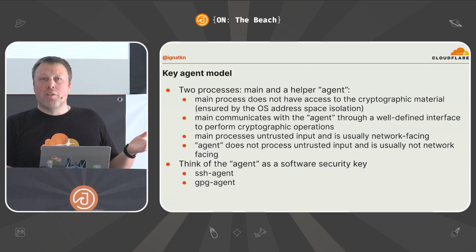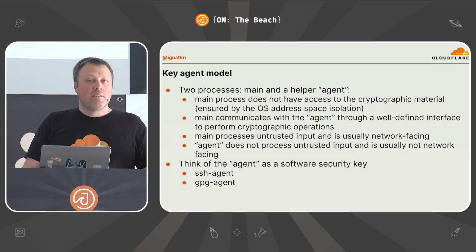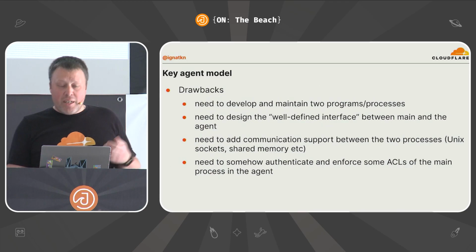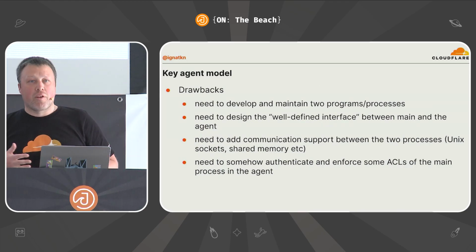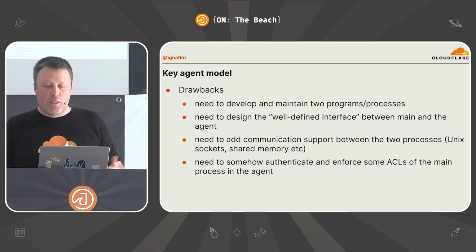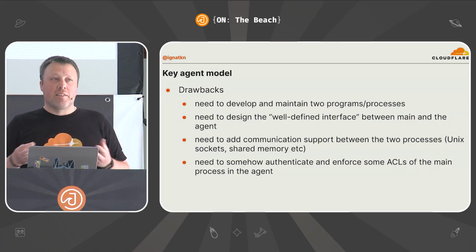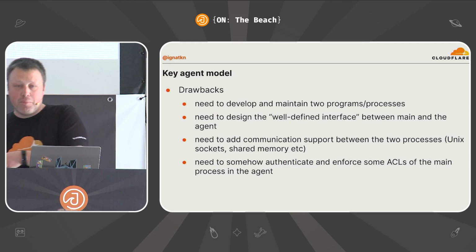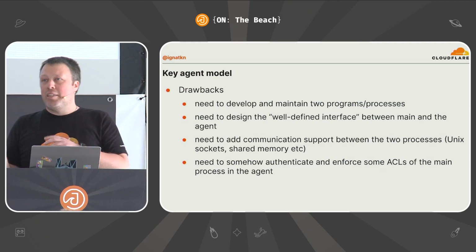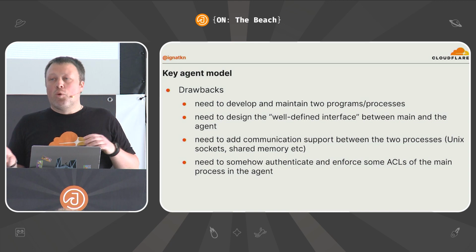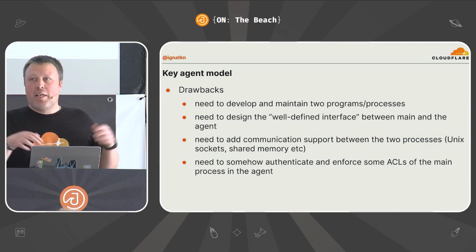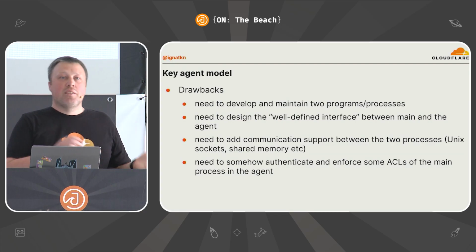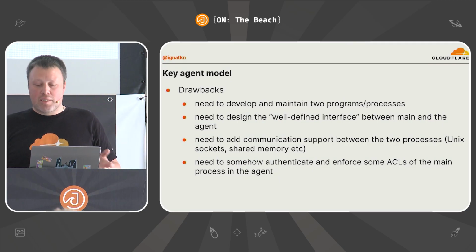Does anyone use SSH agent here? It's one of the common examples of this agent model. But there are drawbacks to that model, right? If you want to protect cryptographic keys this way, you have to write two programs, design this well-defined interface, and it has to be very strictly locked down and controlled, so you don't have bugs in this agent program, right? And then you need to authenticate between the two programs. We don't want our agent to accept requests from any process on the system, just from the main process. In the SSH agent case, we want only the SSH daemon to have access.